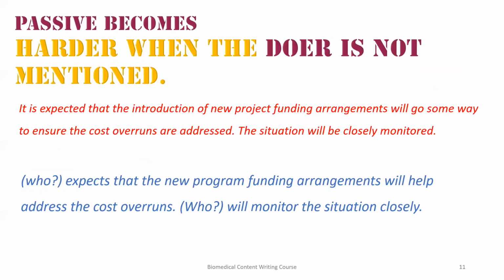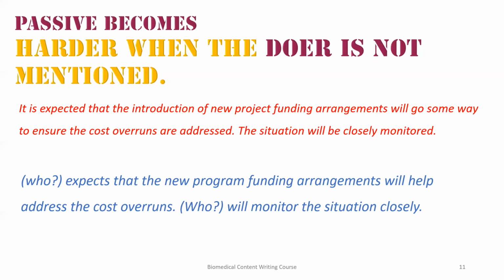Now, passive becomes harder when the doer is not mentioned. As I told, sometimes what happens is you write the passive form and the writer does not mention who has done that. For example, just read this red colored sentence which says, it is expected that the introduction of new project funding arrangements will go some way to ensure the cost overruns are addressed. The situation will be closely monitored.